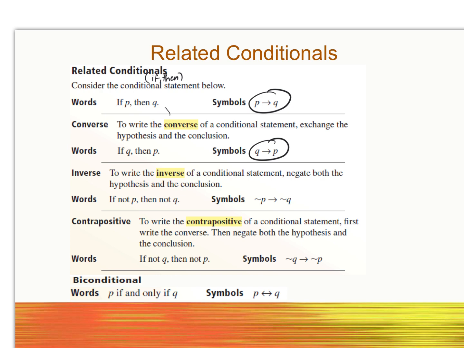The inverse keeps the original order, it just negates it. So it's now if not P, then not Q, and again, that's how we write it. The contrapositive is actually the converse and the inverse combined. So we take the original conditional, we switch the order, and we negate it. So if not Q, then not P. Okay? And a biconditional is where we are lucky, where the original and its converse are both true. And if that happens, then we can write it as a biconditional, and we would say P if and only if Q.